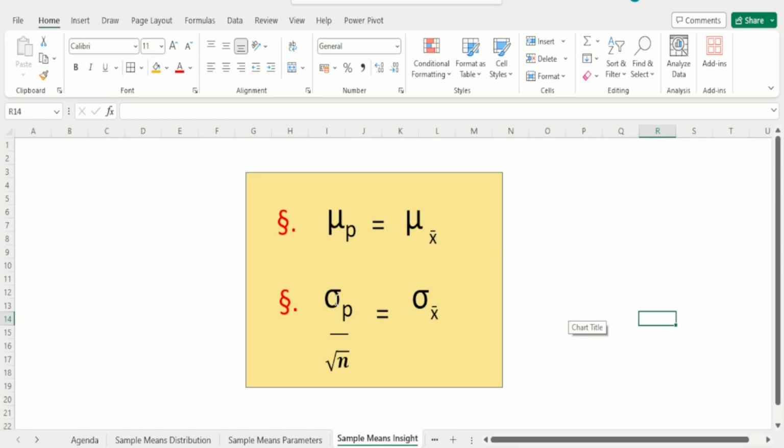This is the second result in regards to standard deviation. So the population standard deviation divided by the square root of the sample size will give you the standard deviation of the complete distribution of the means of the samples. Okay, so let's extend this idea a bit further.